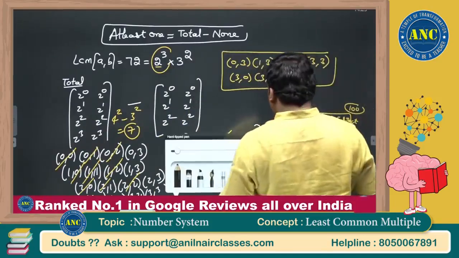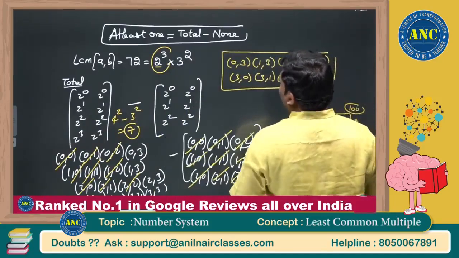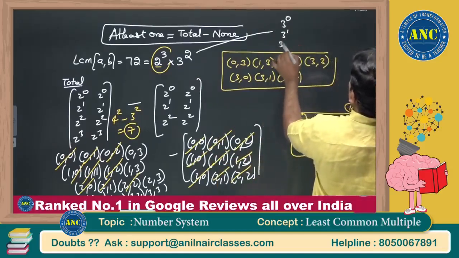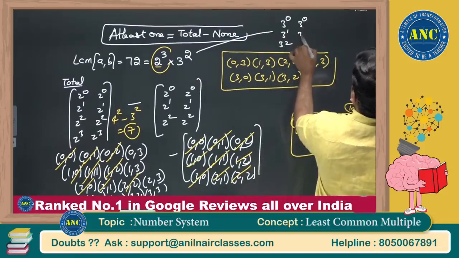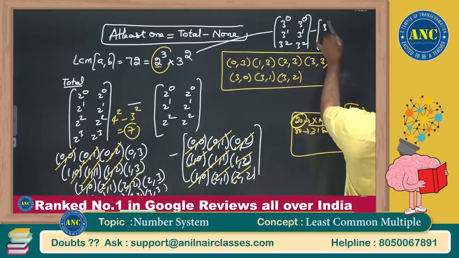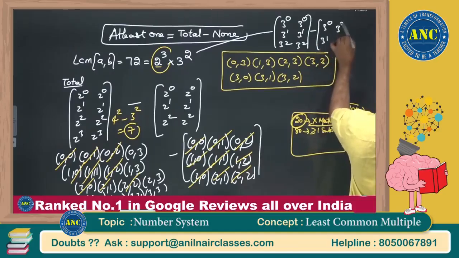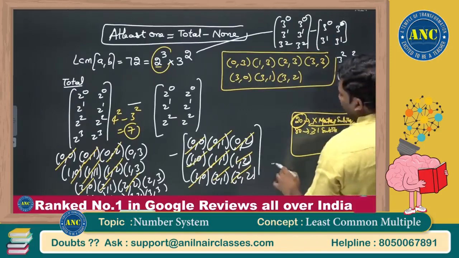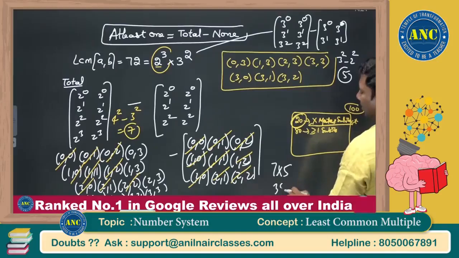Similarly, 3 power 2. Tell me the answer for 3 power 2. Total minus none. Total will be A will take 0 to 2 or B will take 0 to 2. Minus none. None means B will not take 3 power 2. 3 power 0, 3 power 1. 3 square minus 2 square. 9 minus 4, 5. Answer is 7 5s are 35.